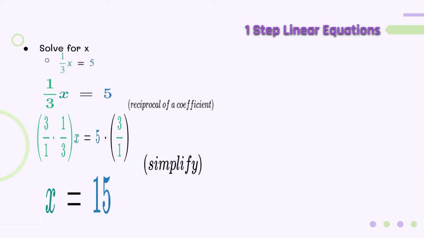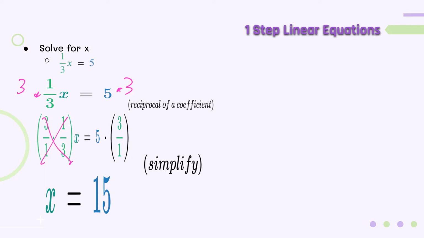Here's another example. We are multiplying our variable by 1/3. So 1/3 x equals 5. So I start with my 1/3 x equals 5. Now my reciprocal of my coefficient, the reciprocal of 1/3, is 3 over 1. So 3 over 1 times 1/3 x is equal to 5 times 3 over 1. So another way of writing that would be multiplying both sides by 3.